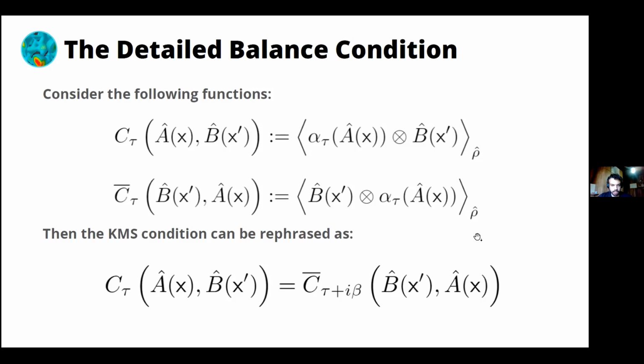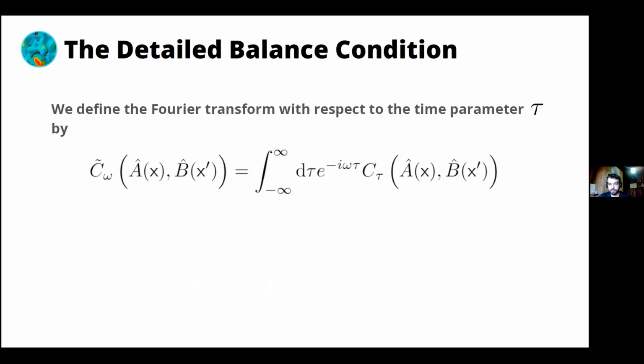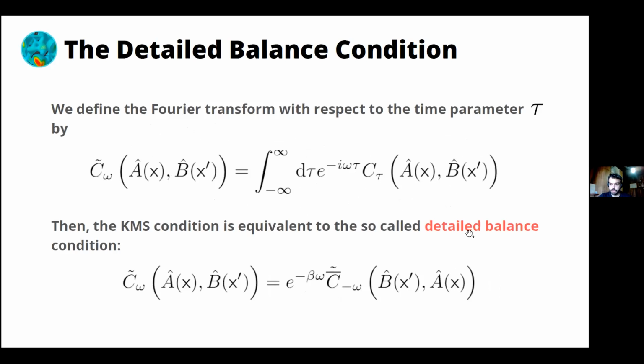And then from this, it's possible to define the Fourier transform with respect to the time parameter associated to the flow of zeta, tau. If you define this Fourier transform, then you obtain this detailed balance condition: C tilde at omega equals e to the minus beta omega, C bar tilde at minus omega with the order of the operators swapped. Okay, so this is the so-called detailed balance condition, and it's equivalent to the KMS. Again, there are mathematical details I'm not providing, but they are equivalent, taking these things into consideration.